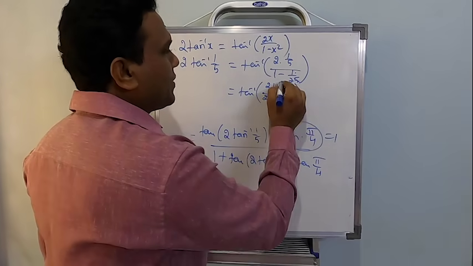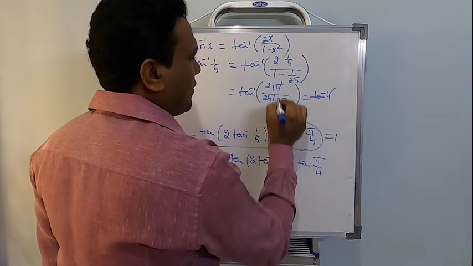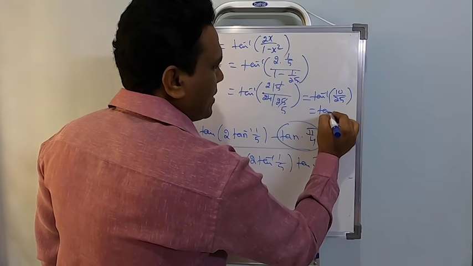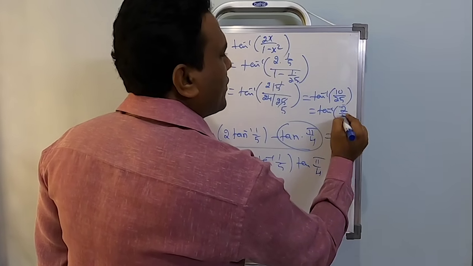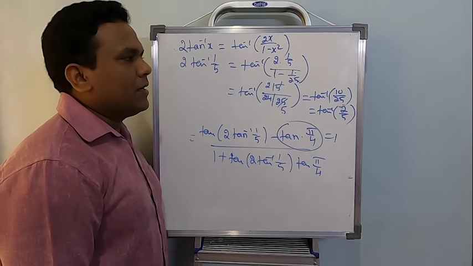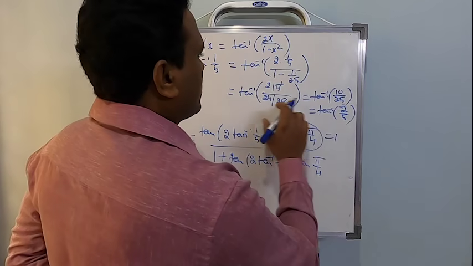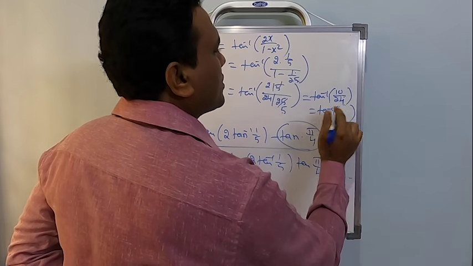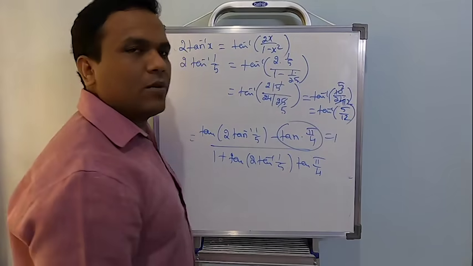On simplifying further, the 5 goes in, so 5 will be multiplied to the numerator, so 10 by 24. Sorry, the denominator was 24, so this is going to be 5 times and this is going to be 12 times. So it is tan inverse 5 by 12, the simplest form you can notice.